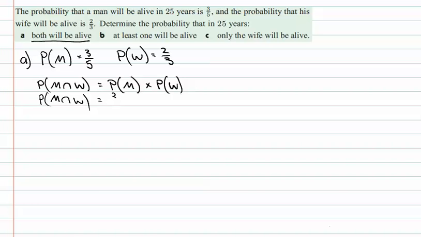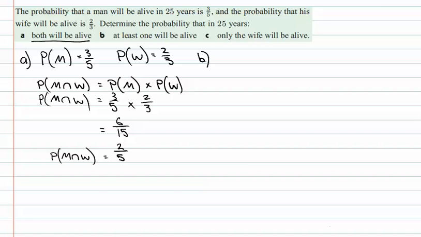So that will be 3 on 5 multiplied by 2 on 3, which gives us 6 on 15. That can be simplified down to 2 on 5. That's the probability that man and woman will both be alive.